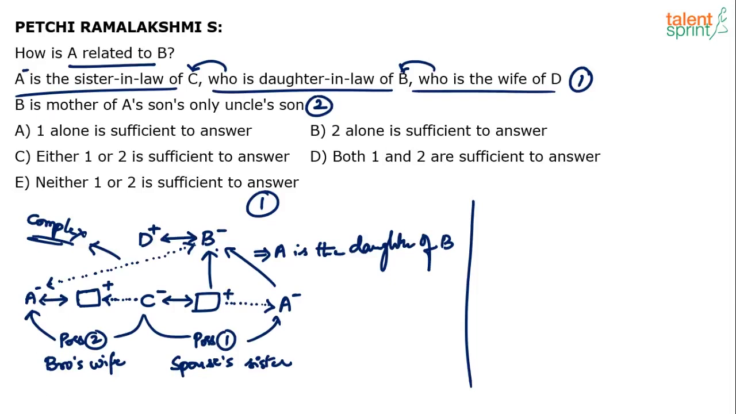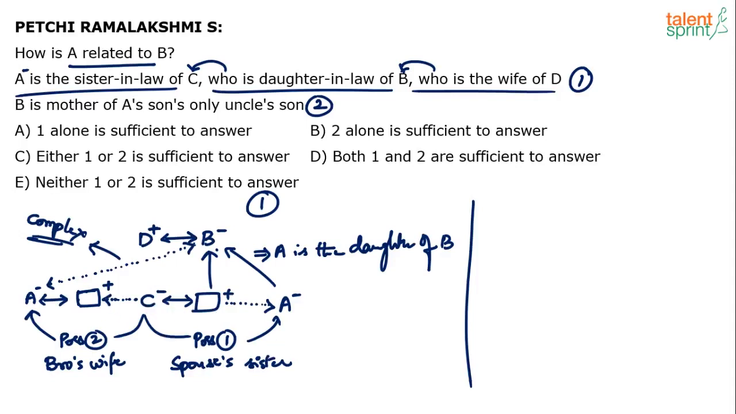But strictly, I would still say the answer cannot be determined because this could also be the relationship. But going by the usual history, they would say A is the daughter of B. So statement 1 is sufficient, is what we can say. Look at statement 2. Maybe statement 2 will help us definitely decide what this relationship is.